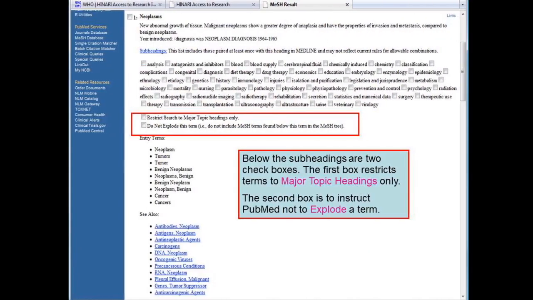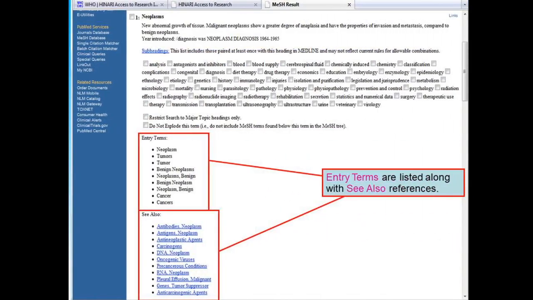In this, there are two check boxes. The first restricts to major topic headings only. The second instructs PubMed not to explode. That means not to drop down. It should not include MeSH terms found below in the MeSH tree. It should include only the broad heading, not all the terms which follow below the MeSH tree. If you check it, it will not include them and will not explode. If you uncheck it, it will include them.